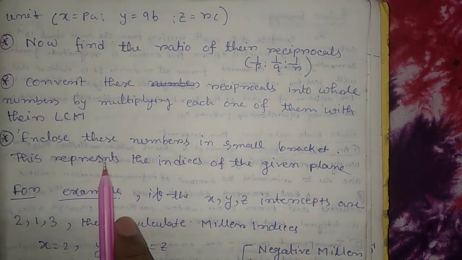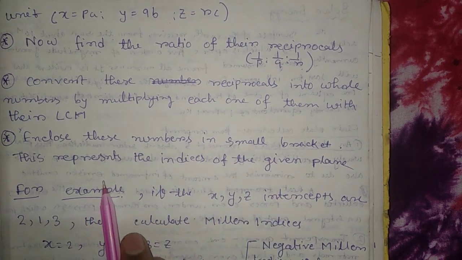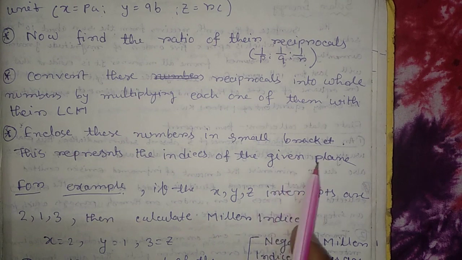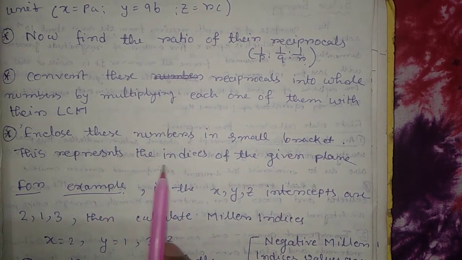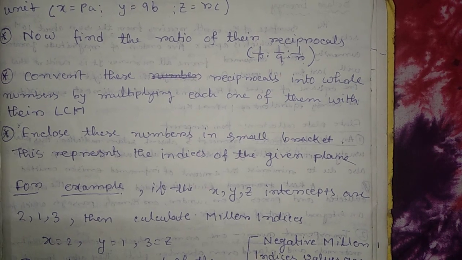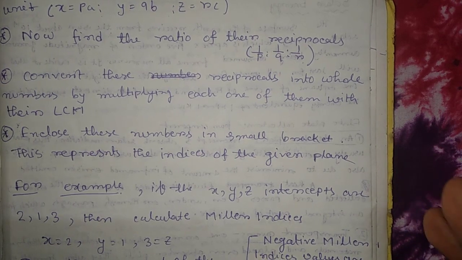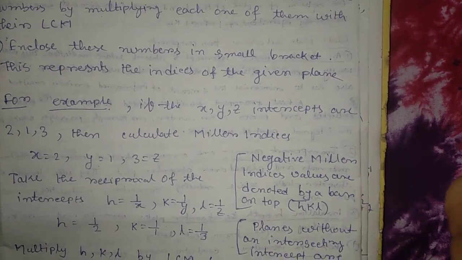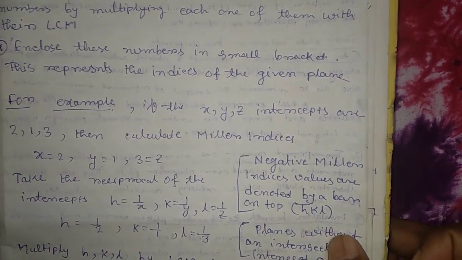Okay, and then enclose the numbers in a small bracket, and this represents the index of the given plane. This represents the Miller indices of the given plane. So this is the theory part of the Miller indices. Now when you see the example, the Miller indices will be clear to you.